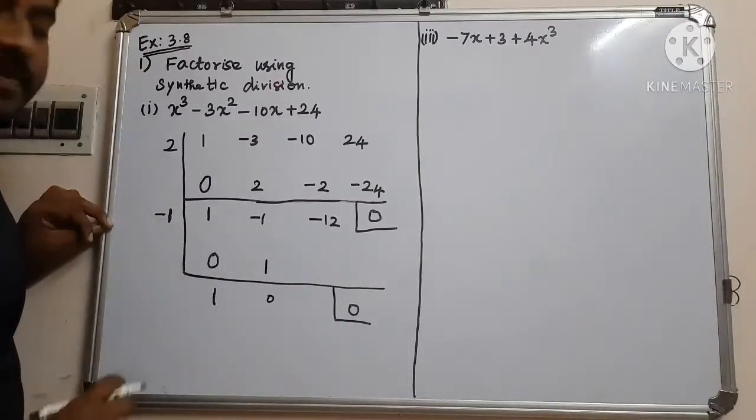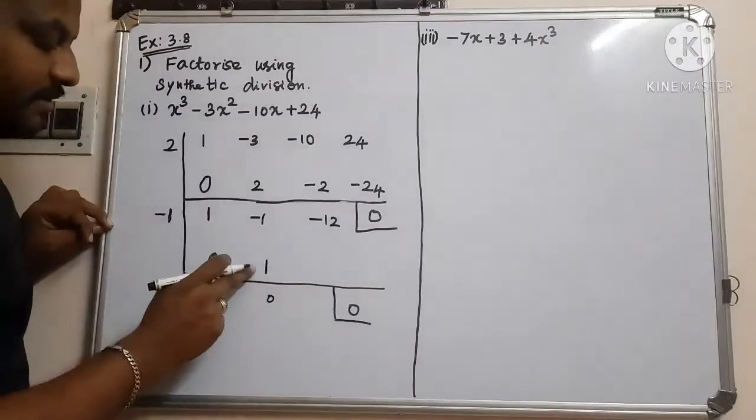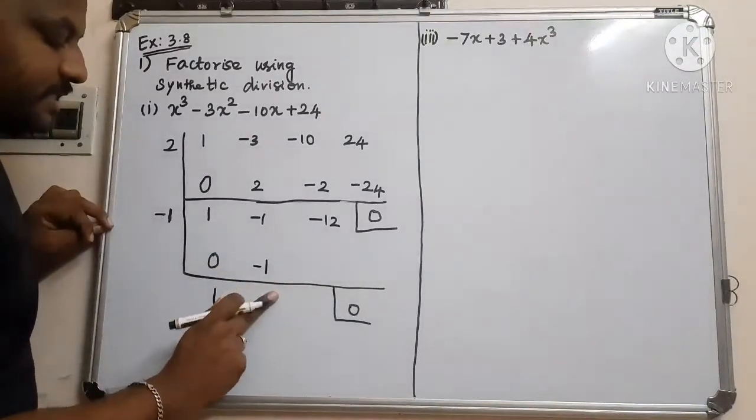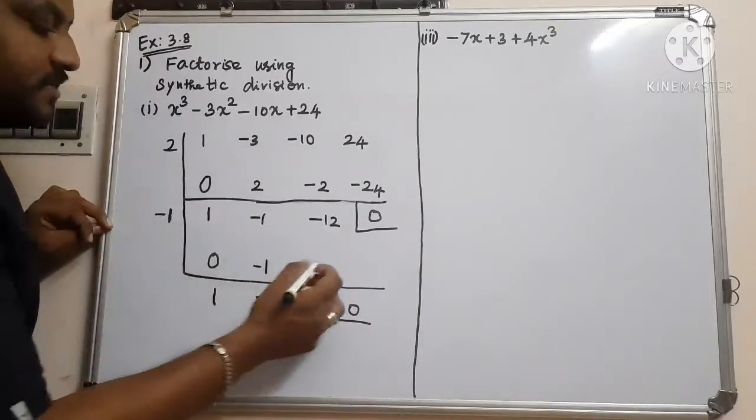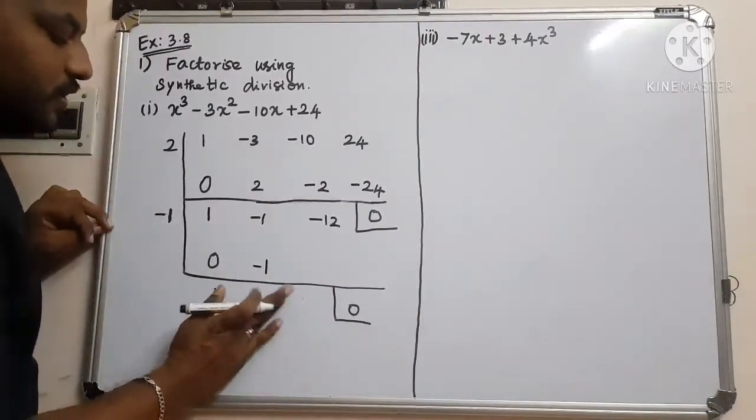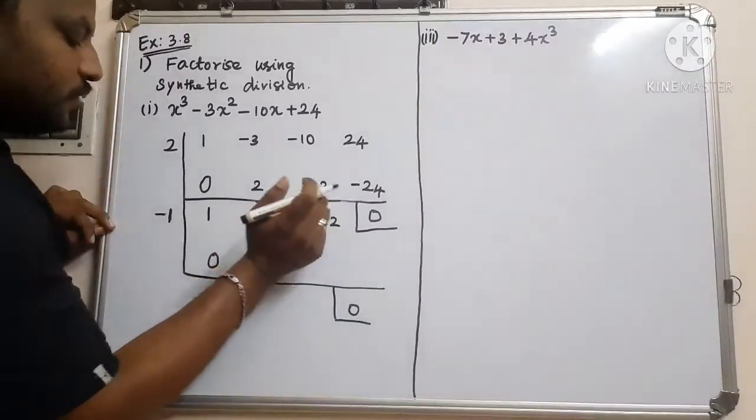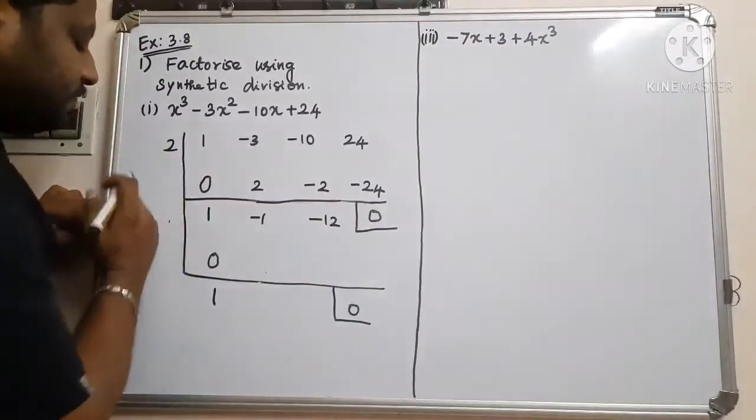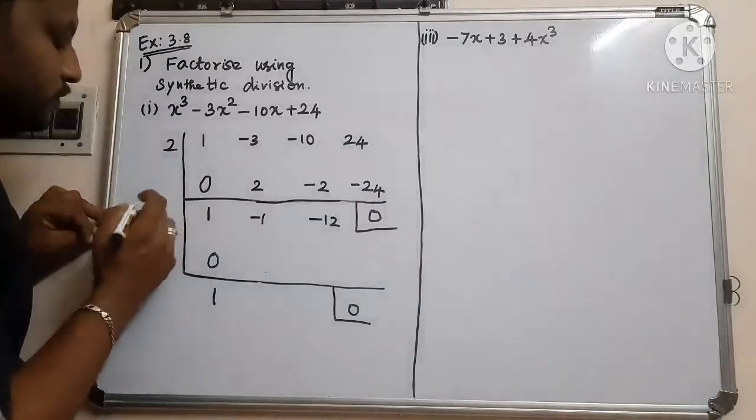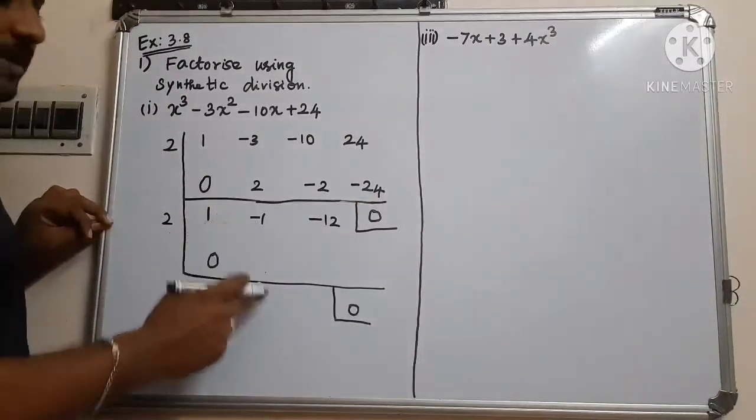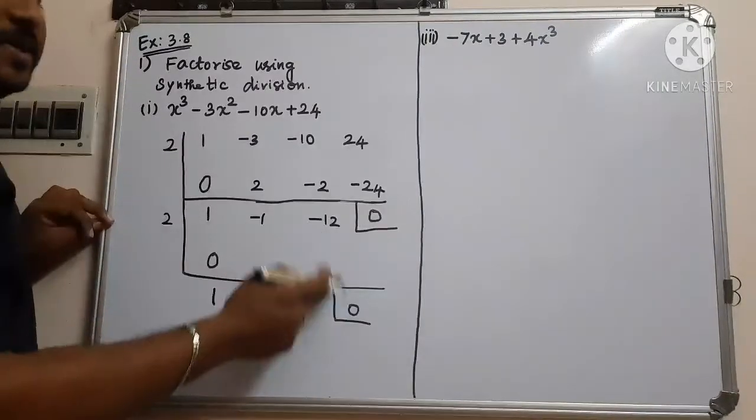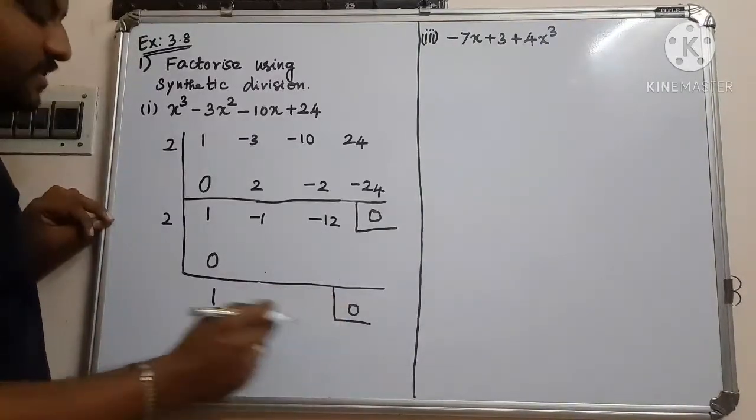Then you have to try with minus 1. Minus 1 into 1, minus 1. So minus 1 minus 1, minus 2. Minus 2 into minus 1, plus 2. So that is also not a factor. So you have to try with the next number, 2. 2 into 1, 2. 2 minus 1, 1. 1 into 2, 2. So minus 12 plus 2 is not zero, that is not a factor.